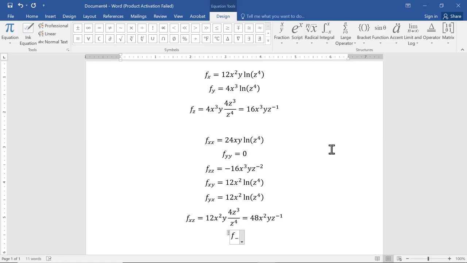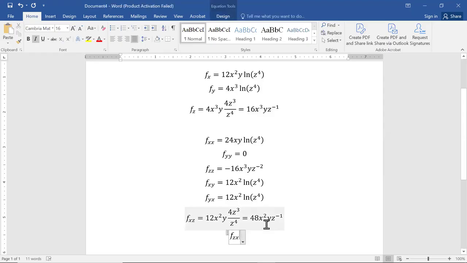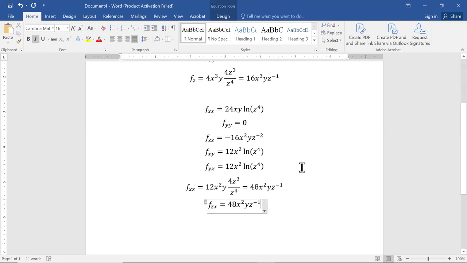Let's do the mixed partial z then x. So basically, I take a derivative of this one with respect to x. 3 times 16 is 48. X gets reduced that exponent by 1, and then y z to the negative 1. Again, notice that it's the same thing.